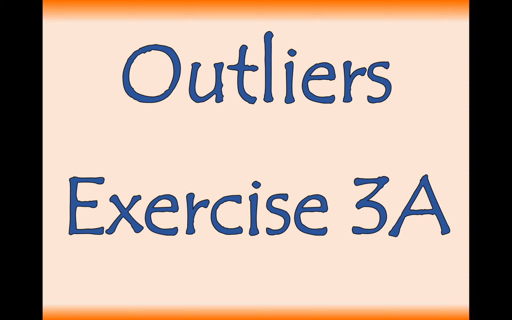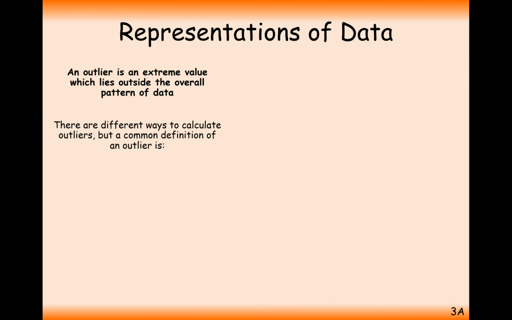So an outlier is a piece of data that has a value that is in the extreme compared to the rest of the data. Either it is extremely low in comparison to the rest of the data, or it's extremely high in comparison to the rest of the data.